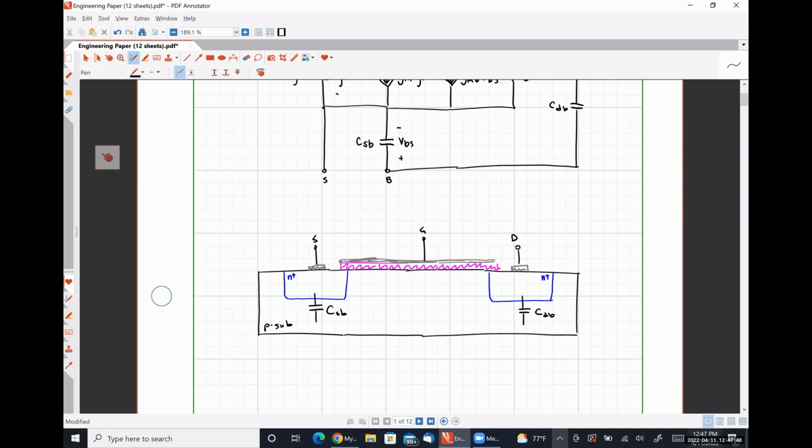Here's our gate terminal. Now, in an amplifier, our device is operating in the saturation region. In the saturation region, recall that we should have a channel and that the channel should be effectively pinched off. So something approximately like this, except imagine that I can draw a straight line.